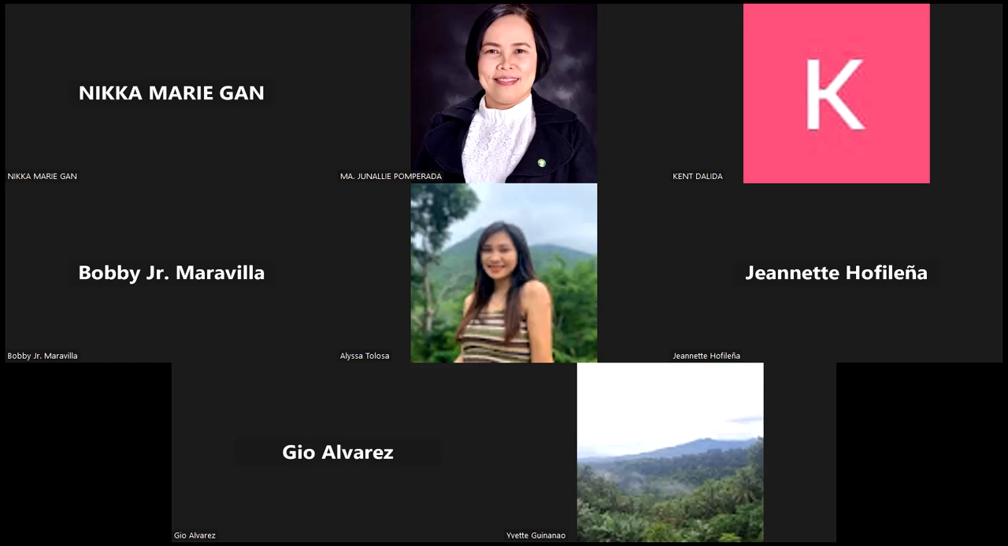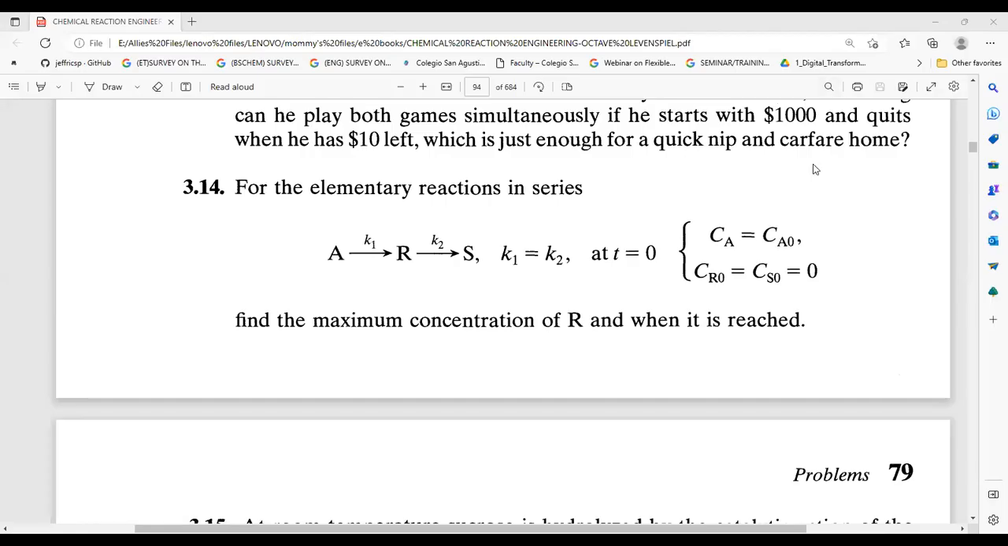Application of what we just discussed, especially on multiple reactions with gas. So in this particular problem, you're given an elementary two-step series reaction.